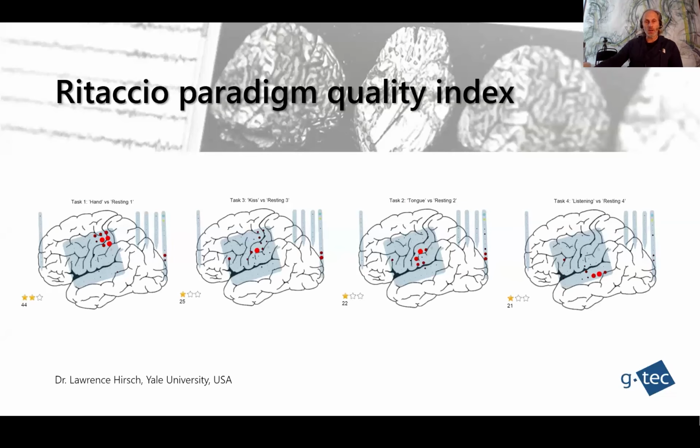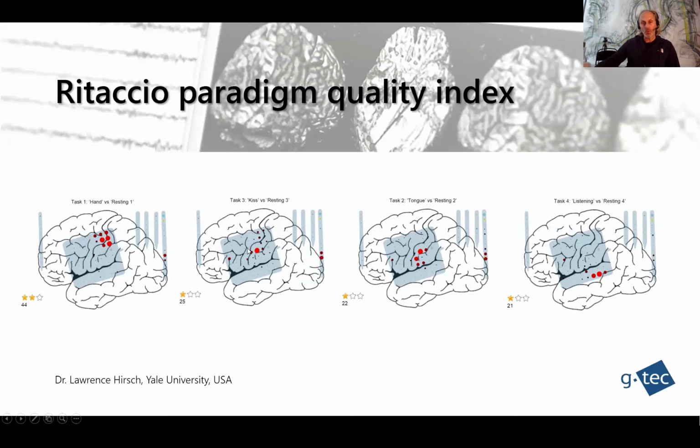And this is an example of the Ridaccio paradigm when it was used at Yale University in the US. And here you can see they implanted the 64 channel grid. This is indicating the hand region. So in this case, a couple of electrodes are responsible for the finger movements.